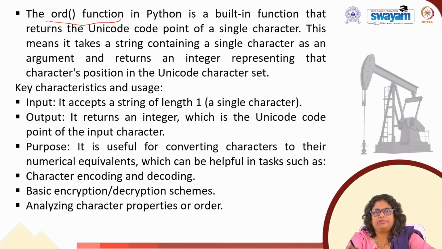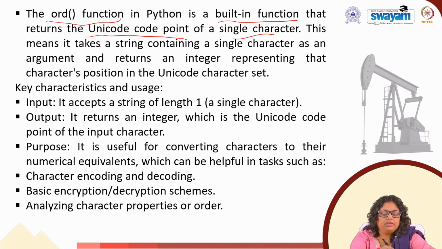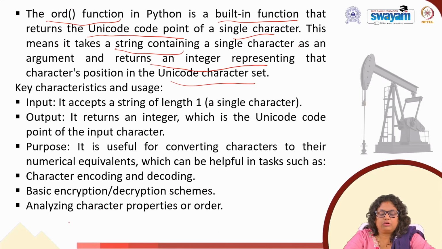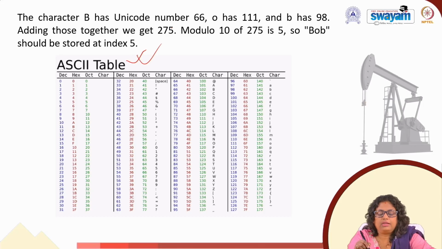The ord function in Python is a built-in function that returns the unique code point of a single character. This means it takes a string containing a single character as an argument and returns an integer representing that character's position in the Unicode character set. I have Bob: B capital, o small, and b small. This is the ANSI table, and I am looking for the value of B. B is here, 66. So B has the Unicode number 66.